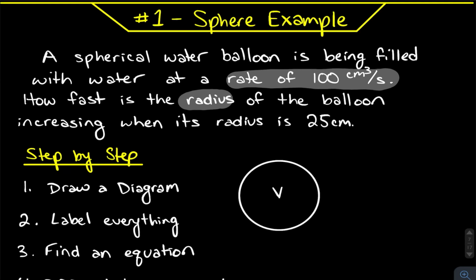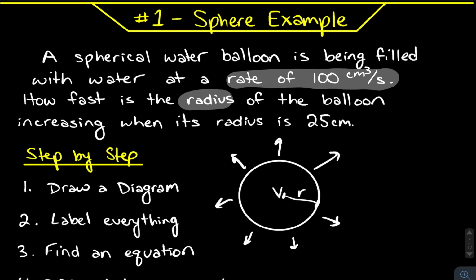And if that volume is changing, then the radius of this water balloon, write it like this, right? That's the radius. That radius is going to be changing. The whole water balloon is going to be expanding outwards. Okay? So there's your diagram. I'm going to be honest, my diagram looks kind of trash. That R doesn't even look like an R. But hopefully you get the idea.